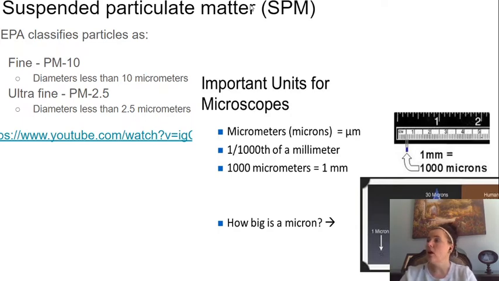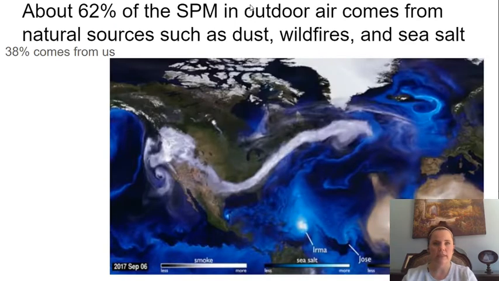The brown clouds are being created in Asia, and yes, they're coming across the oceans. That's how big they are and how dense they are. It's definitely not good. So fine and ultrafine, you'll need to know the difference between the two on the test.